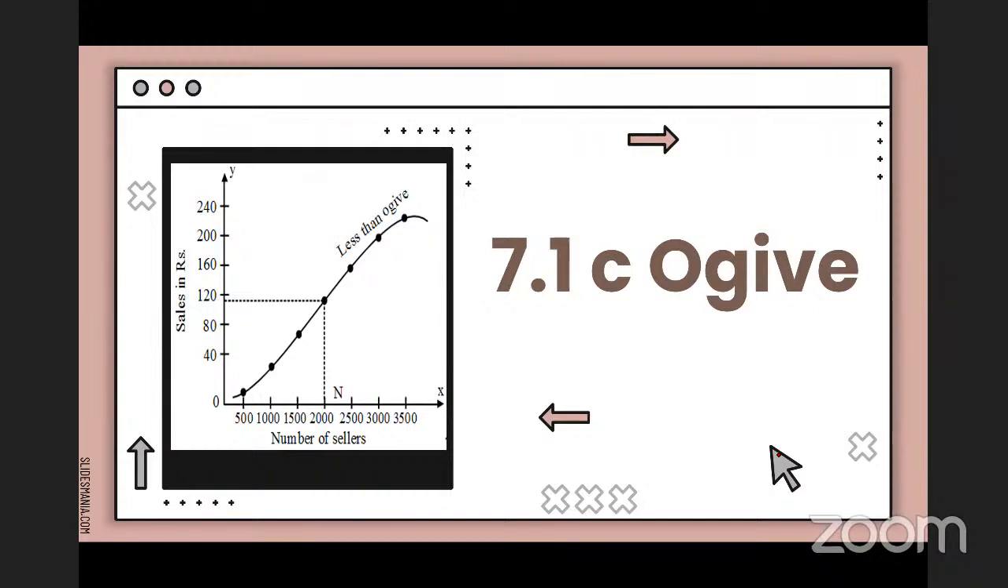And now I'm going to teach about 7.1c, which is ogive. So what is ogive? Ogive normally looks like this picture right here. It is a graph with only one line, and it is always an S-shaped curve like that. We'll learn how to construct an ogive, and then we'll use the ogive to calculate the quartile and percentile, which we'll see later in my slides.